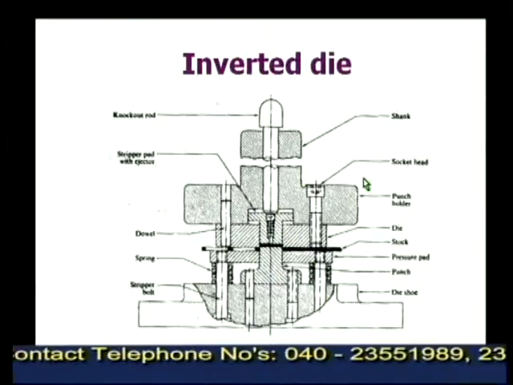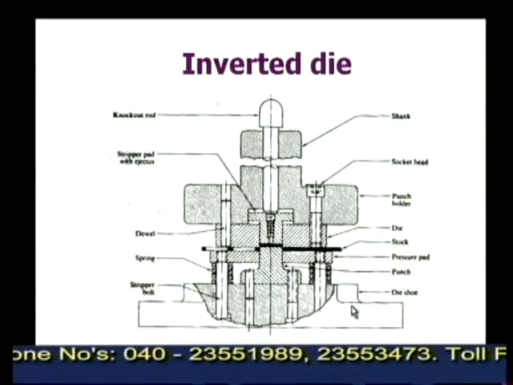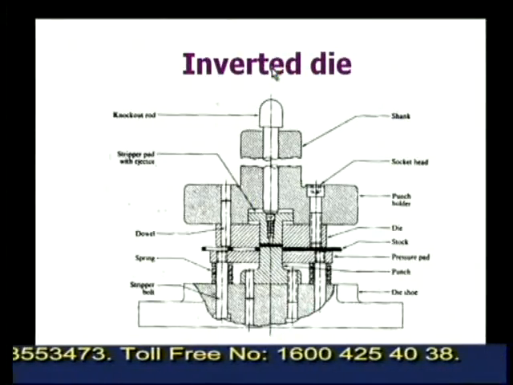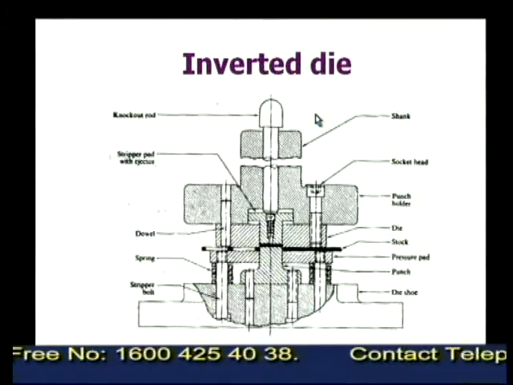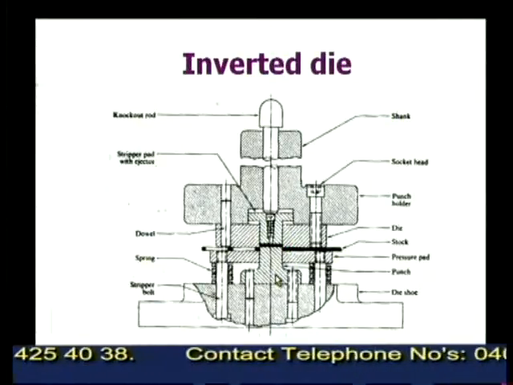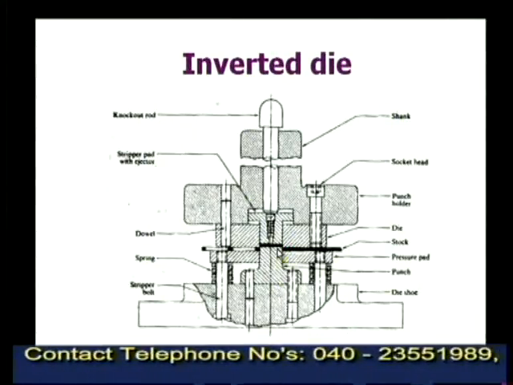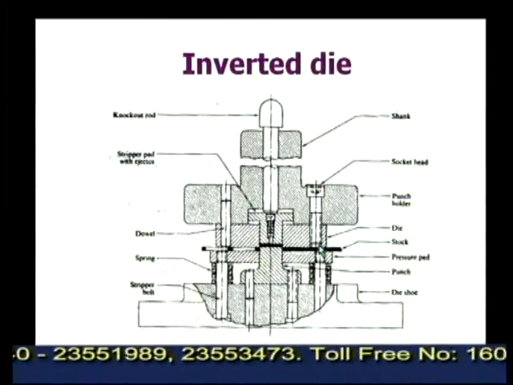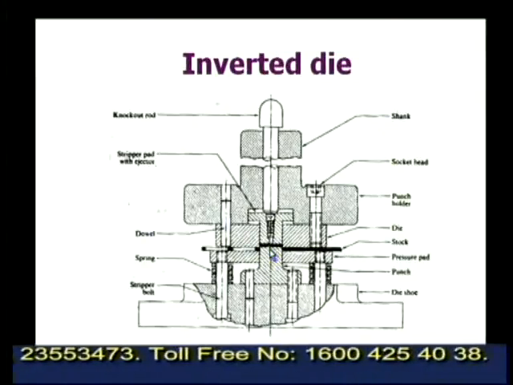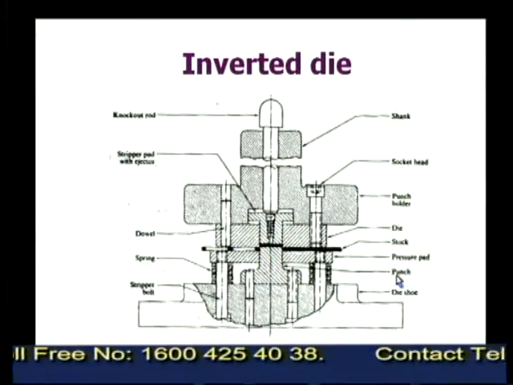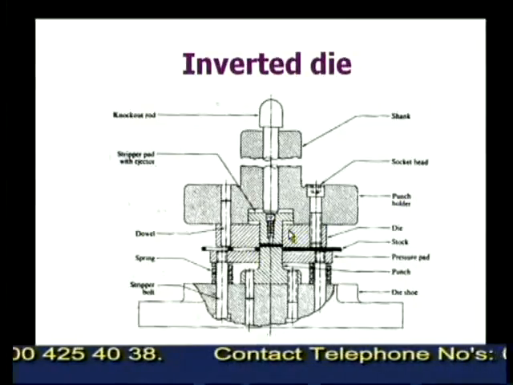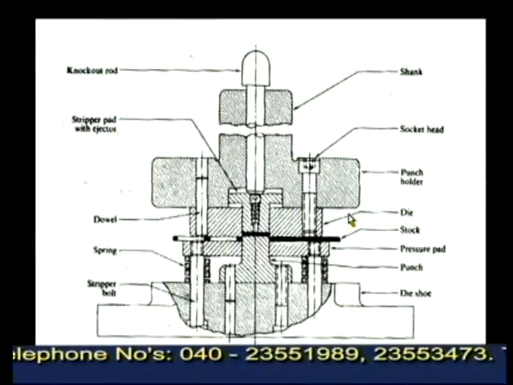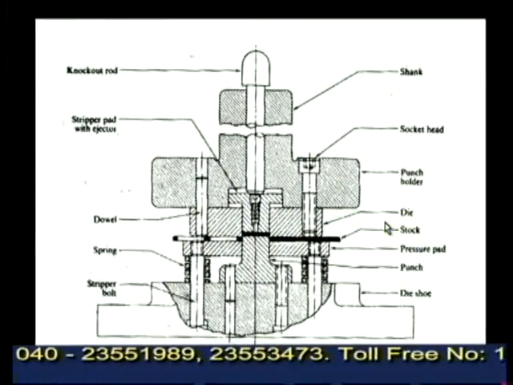Inverted die. The diagram shows the inverted die. From the name itself, it is quite evident the die is inverted. That is, the punch is attached to the bottom plate, and the die is attached to the top plate. You can observe that this is the stock and this is the punch. You can see that this is the punch and this is the die cavity, and the same can be shown here.